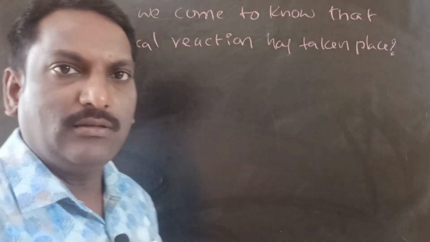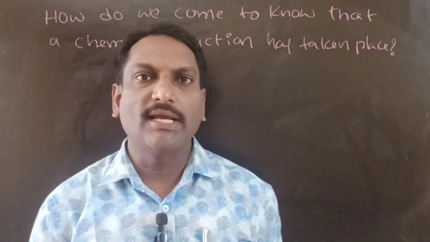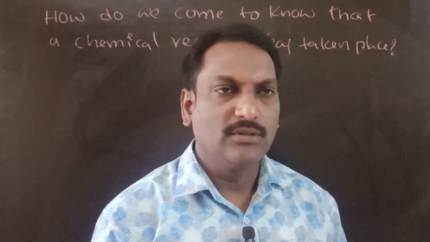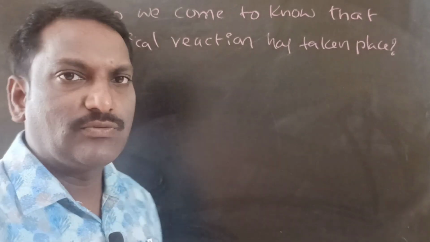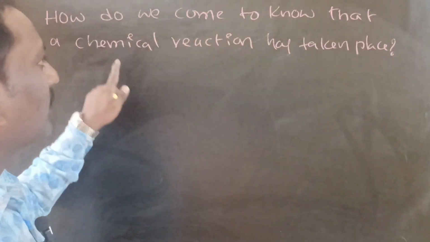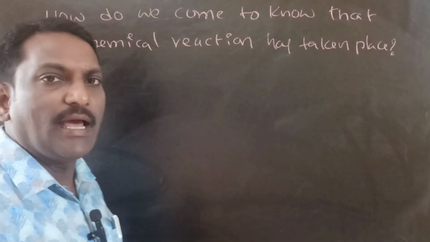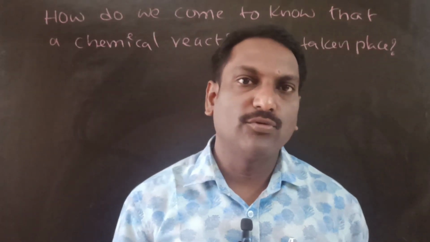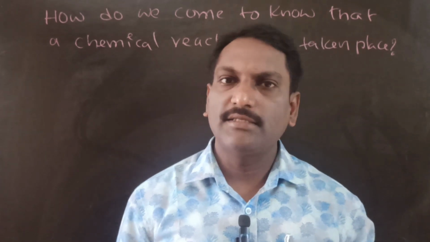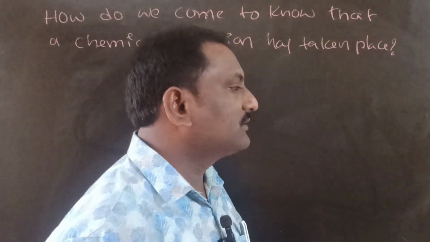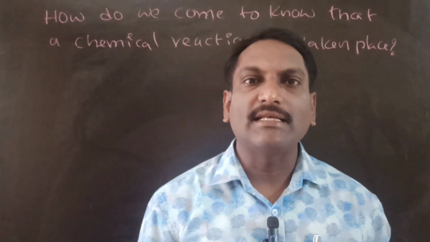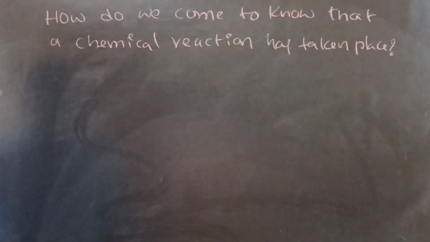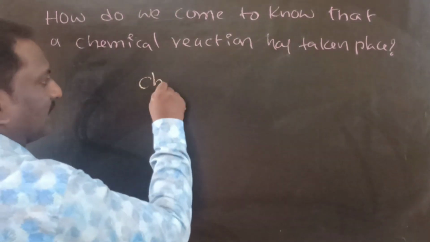In the last session, I have done what is a chemical reaction, the reactants and products in detail. So please go through that video. After that, let us move on to the next one, that is, how do we come to know that a chemical reaction has taken place, whether a chemical reaction occurs or not. So the answer is: with the help of characteristics of chemical reactions.